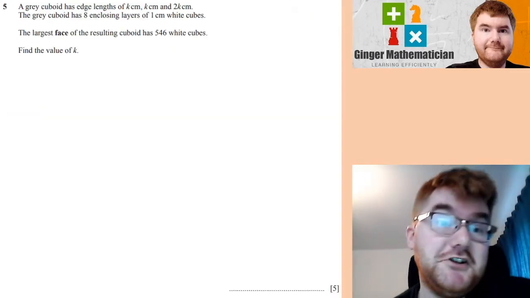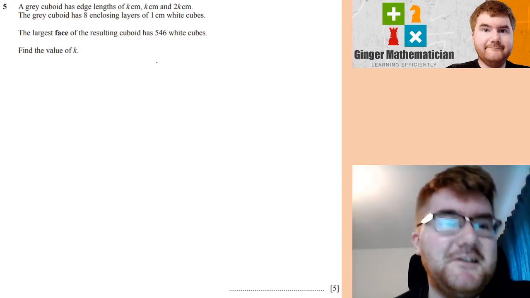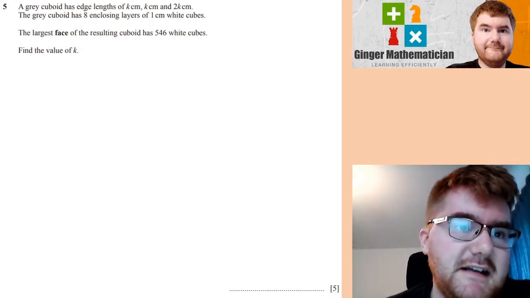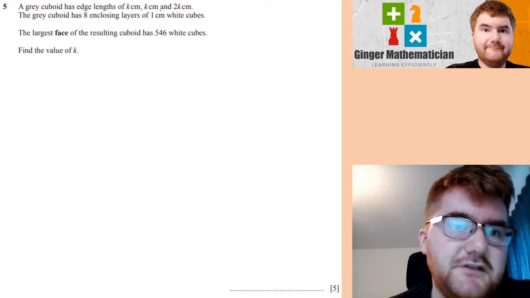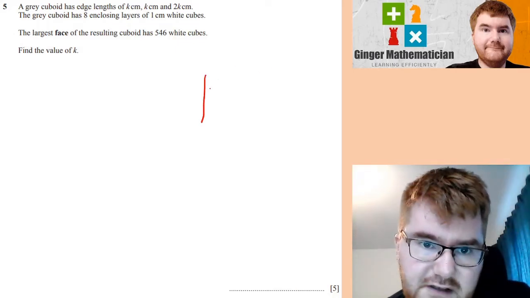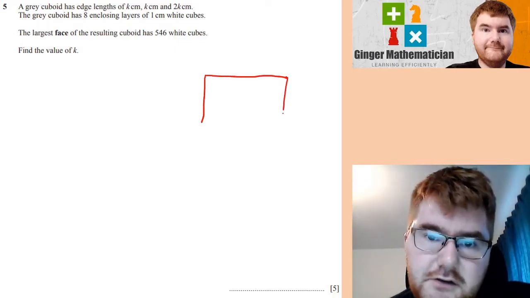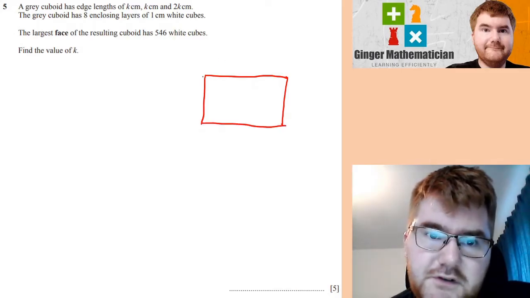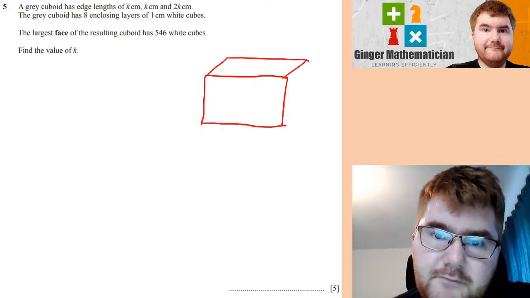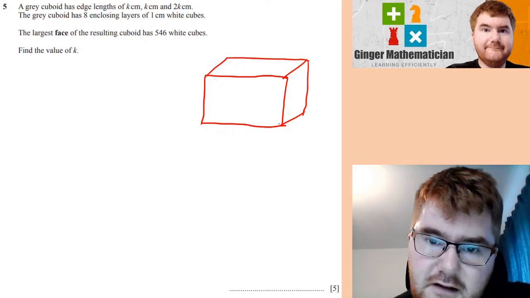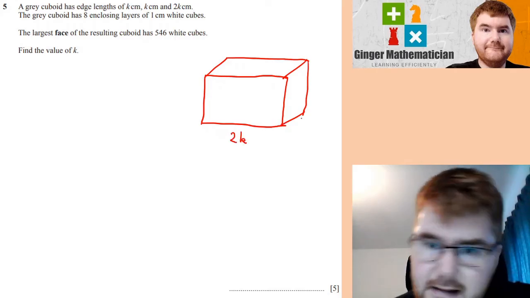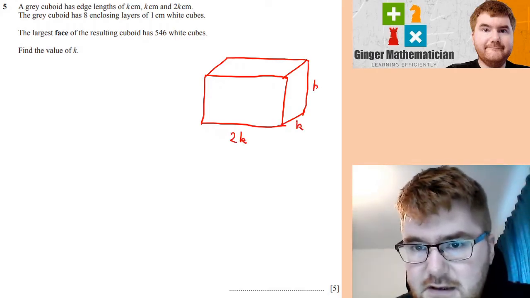You see a 5-mark question, you're not going to get the marks for free. So a grey cuboid has edge lengths of k, k, and 2k centimeters. So let's just draw this. Notice this is a strategy I use quite often. So if I'm not sure what to do, I just start with drawing and then just go from there. So this is going to be 2k, this is going to be k, and this is going to be k.